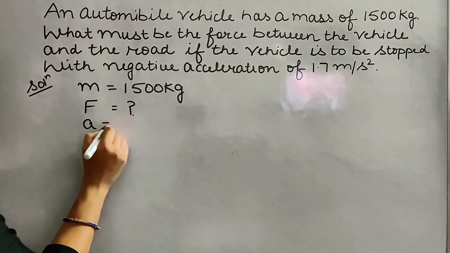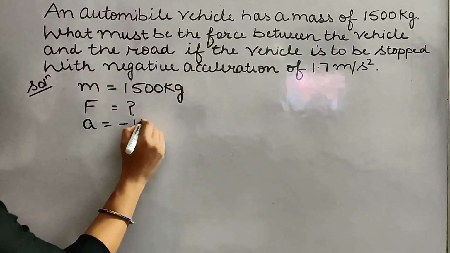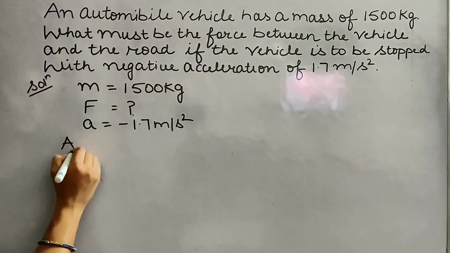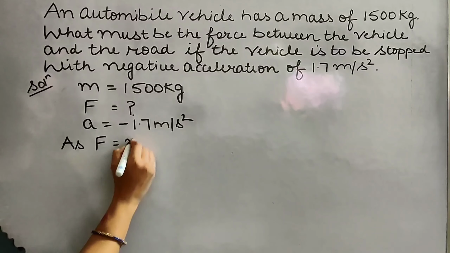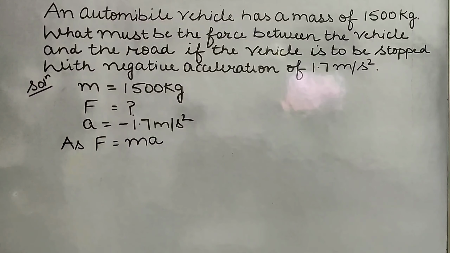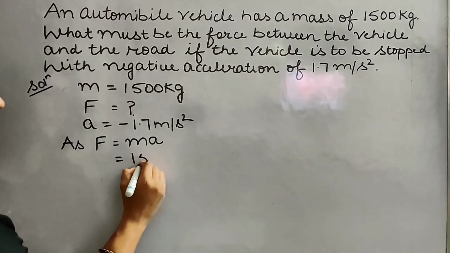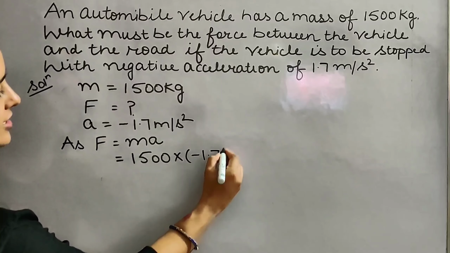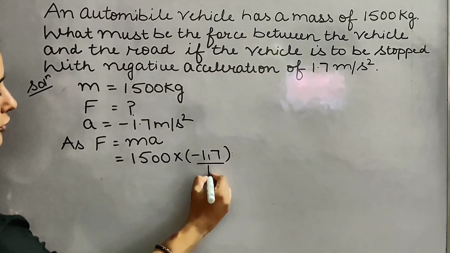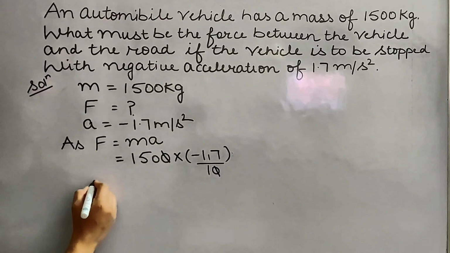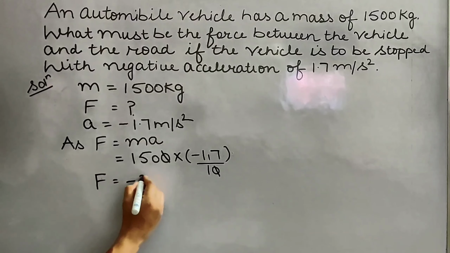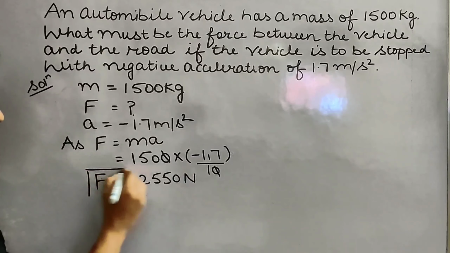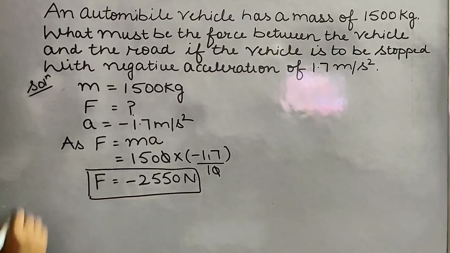And retardation is given, negative acceleration, minus 1.7 meter per second square. As force is mass multiplied by acceleration, so mass is 1500 and acceleration is minus 1.7. Now remove decimal from here. You can cancel out. And force comes out to be minus 2550 newtons. So this is the retarding force.